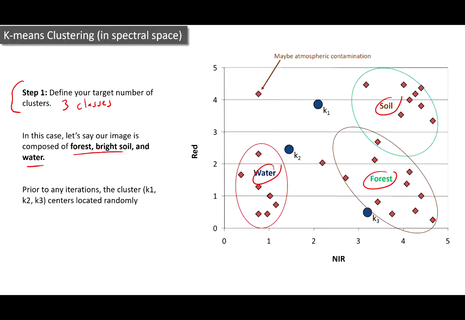Now, the first thing that happens after you define your classes is that your 3 clusters, because you said there are 3 classes, so these 3 cluster centers just randomly get thrown into this spectral space. They get some near infrared and some red address that may not have any relationship to the data.